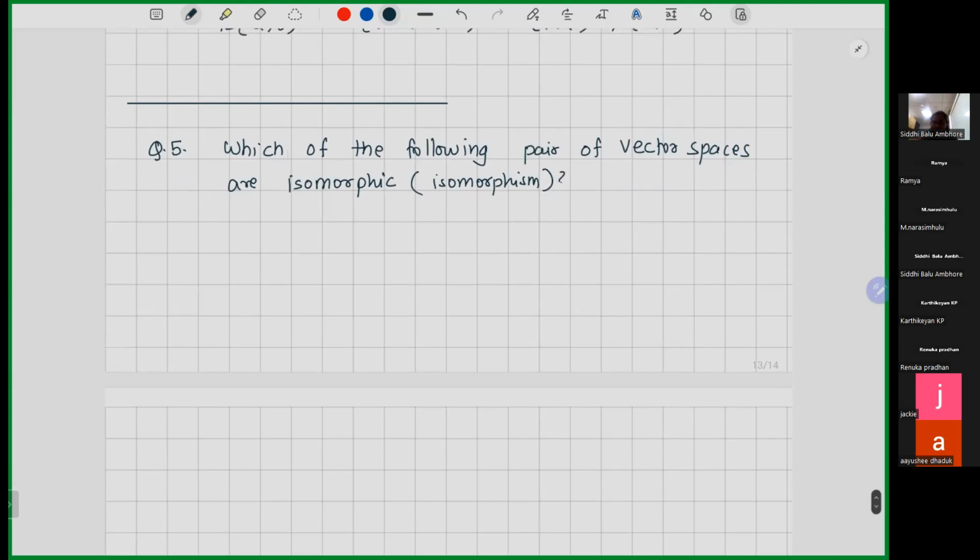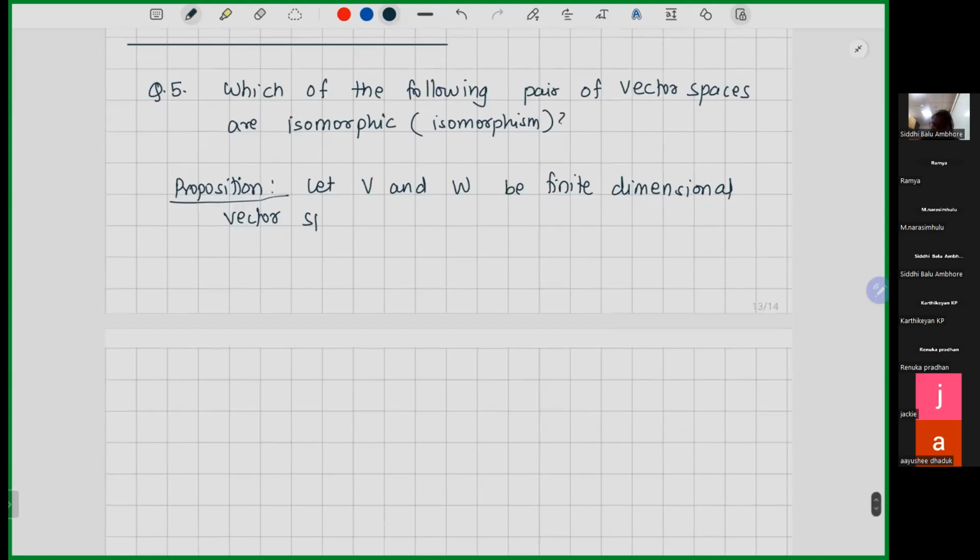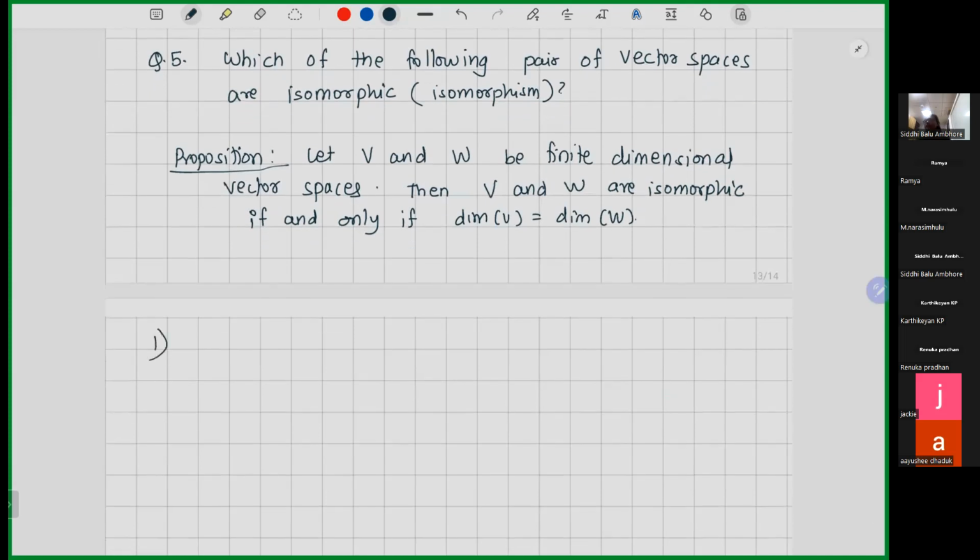Okay. So before we move to this question, there is one proposition proved in the lectures that said: let V and W be finite dimensional vector spaces. When I say isomorphism, I mean a bijective linear transformation. Then V and W are isomorphic if and only if the dimension of V is equal to the dimension of W. And this is what we will be using in the next examples.